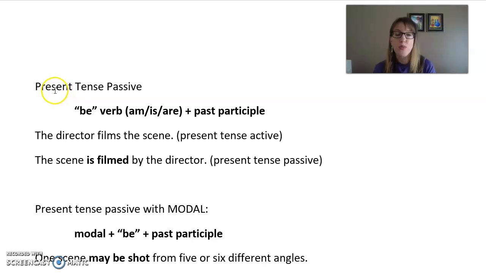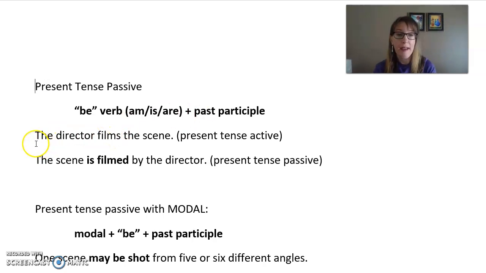So to make a present tense passive verb, remember, passive verbs usually require be verbs. If it's present tense, your be verb is going to be am, is, or are. Then, with passive tense, you need a past participle. Okay, so here's how we would change an active verb to a passive verb, present tense.